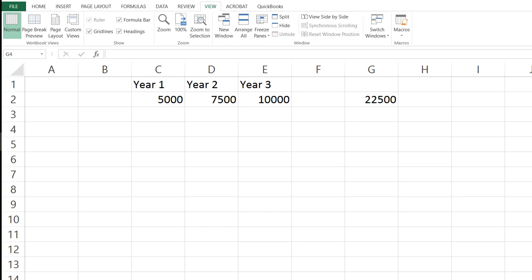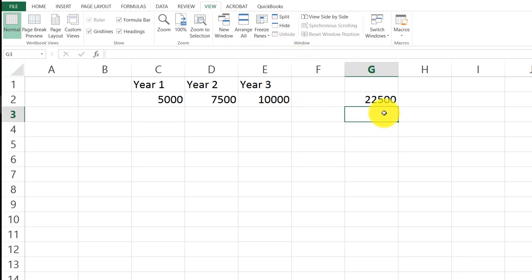So, a very simple example that I'm going to use. The situation here is that we have a lease where the payment in year 1 is $5,000, in year 2 $7,500, year 3 $10,000. So they are not equal. If they are equal, you can use the present value function. But if they are not equal, you have to use what's called net present value, because the present value function actually assumes equal payments.